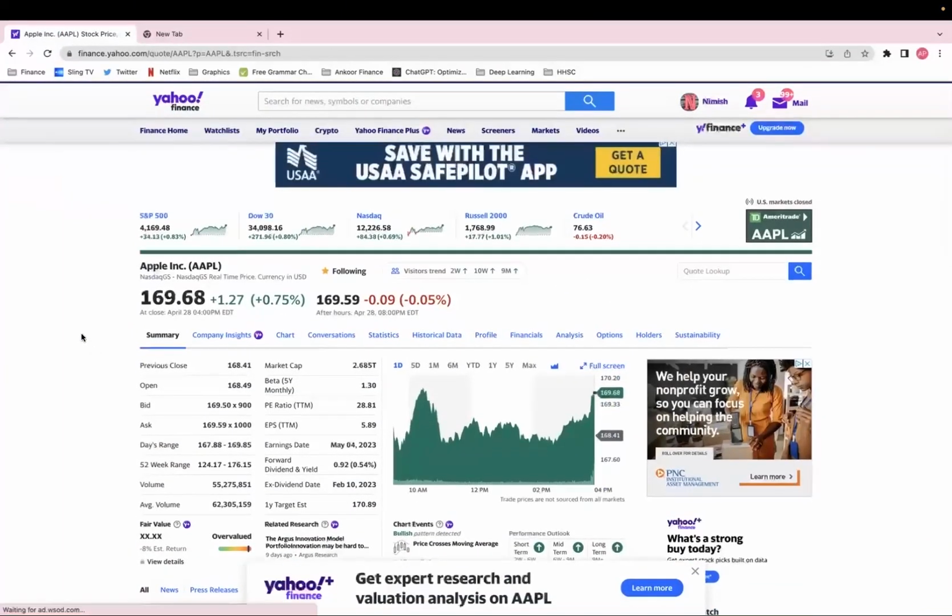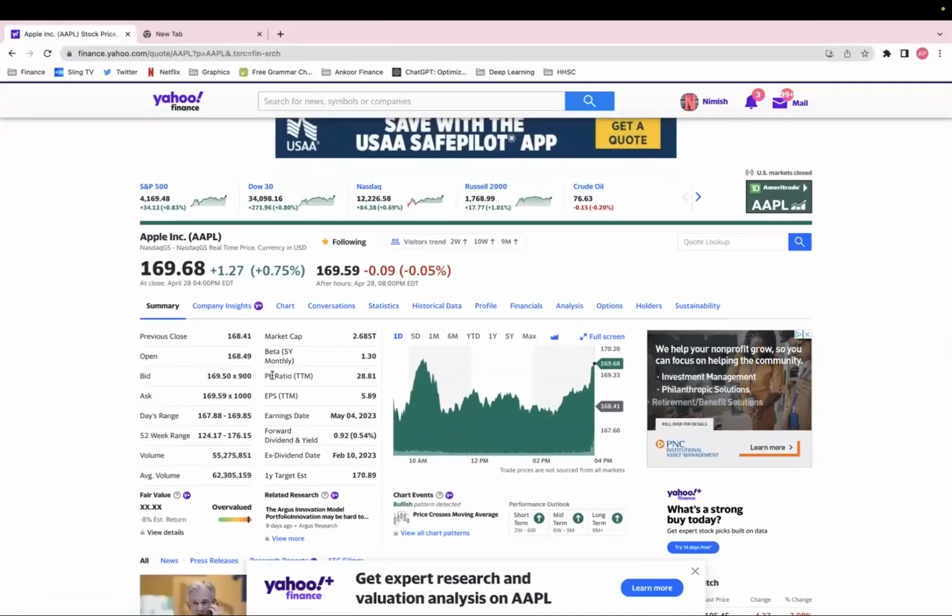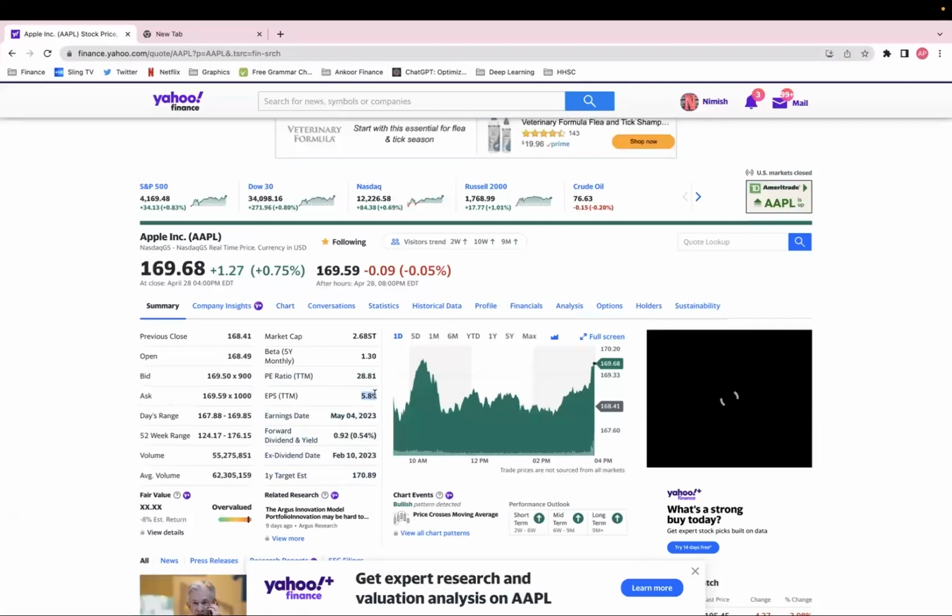I'm on the main screen of Apple at the summary tab. See, here's the PE ratio, 28.81. And EPS is there, $5.89 per share is their earning. Their earning is the net income, and the company is making almost $5.89 per share. And these guys have millions and millions of shares. So let's remember, the PE ratio is 28.81.